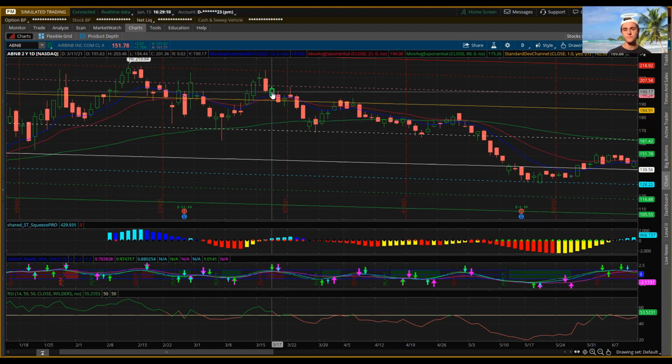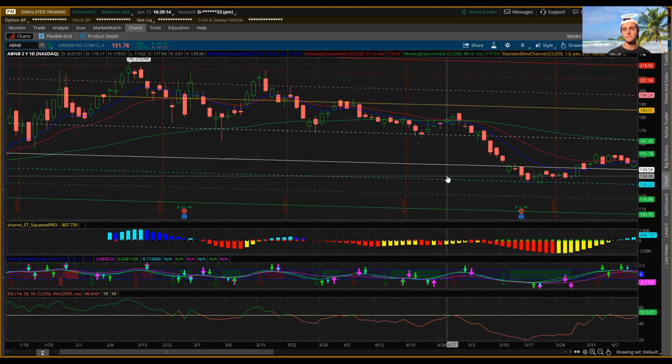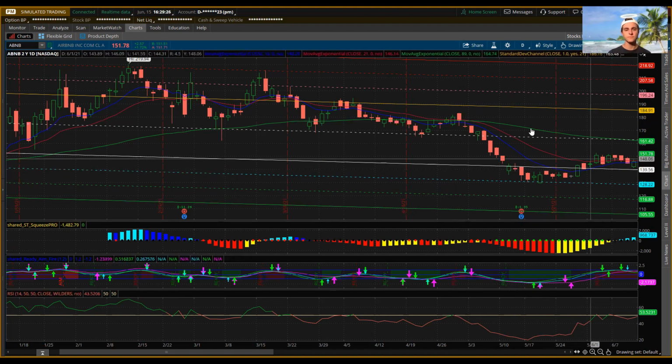I'm just going to walk through the setup we looked for, what we saw, and then we'll talk through how we decided to create it and what it actually looks like. What are the components of a long condor in Thinkorswim here? We put this on last Friday, late in the day. We called it out to everybody in the Discord and then threw this play on.